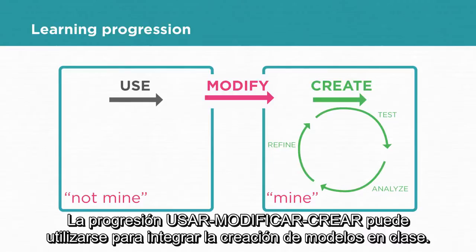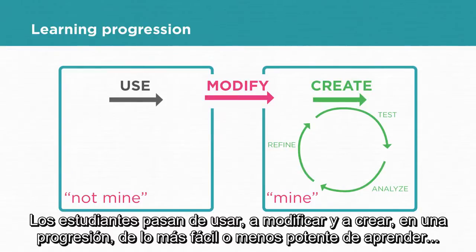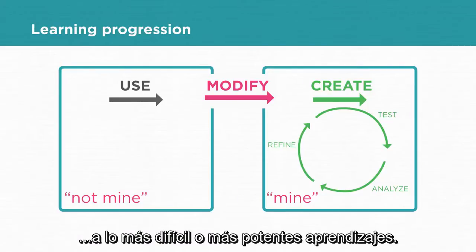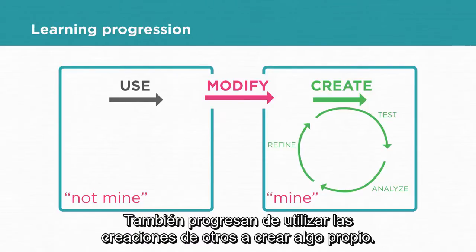The use, modify, create progression can be followed when integrating models into the classroom practice. As students move from use to modify to create, they follow a progression from easier but less powerful learning to harder but more powerful learning. They also progress from using someone else's creation to making a creation of their own.